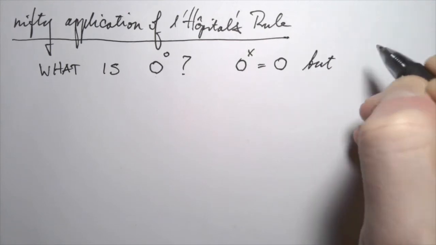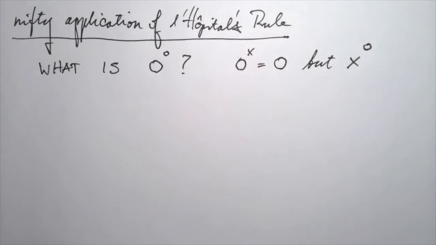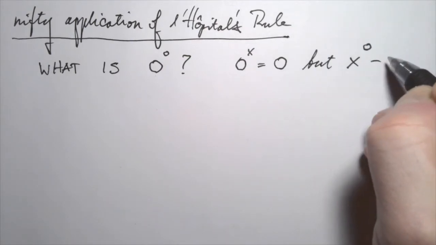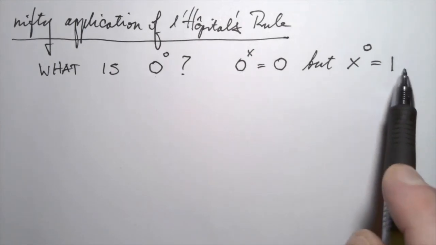But on the other hand, if we instead let the base be x, and we think about taking the 0th power of something, x to the 0, that just means multiplying x by itself 0 times, which is the multiplicative identity. It's just unity. It's just 1. Anything to the 0th power is 1. So we can think about the answer as either 0 or 1.